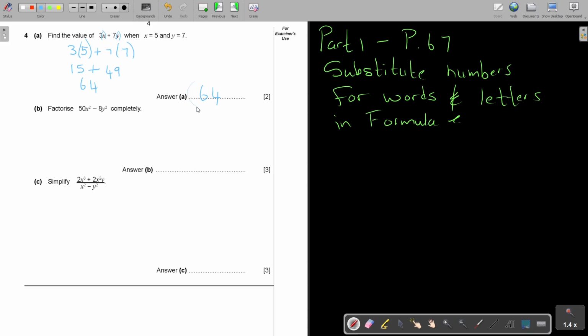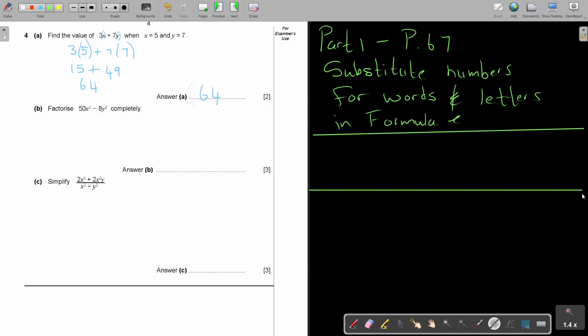Okay. The next one, factorize. Now, where did we find factorization? Again, I'm going to show you. I went a little bit low there. Okay, so see if we can fit it in here. Where will I find factorization? It will still be in Part 1.